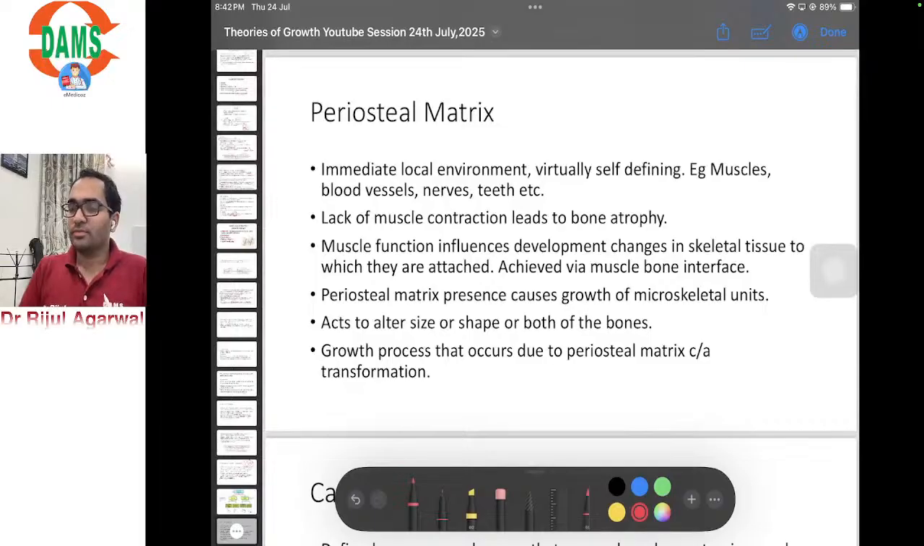Coming back to it, what is the periosteal and what is the capsular matrix? It is the immediate local environment surrounding the well-defined space. So what is the immediate local environment? It consists of the muscles, the blood vessels, the nerves, and, in the oral cavity, the teeth.